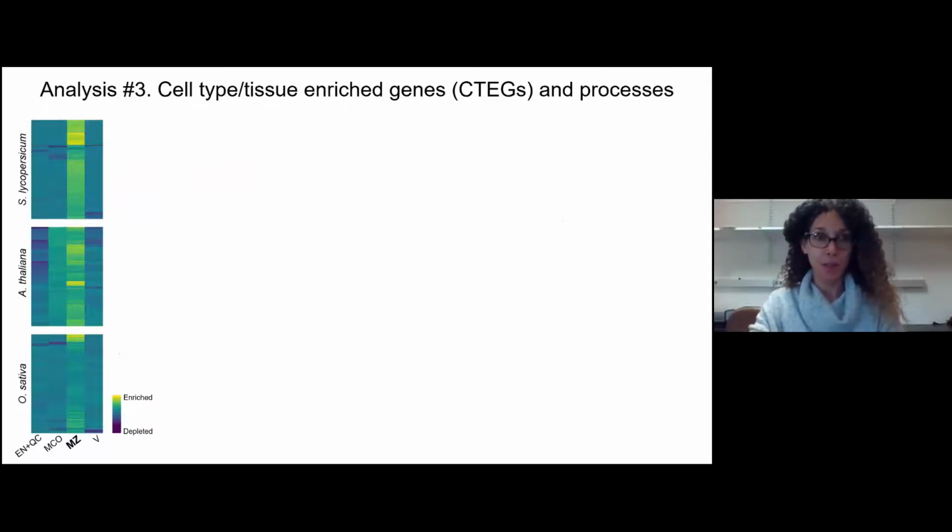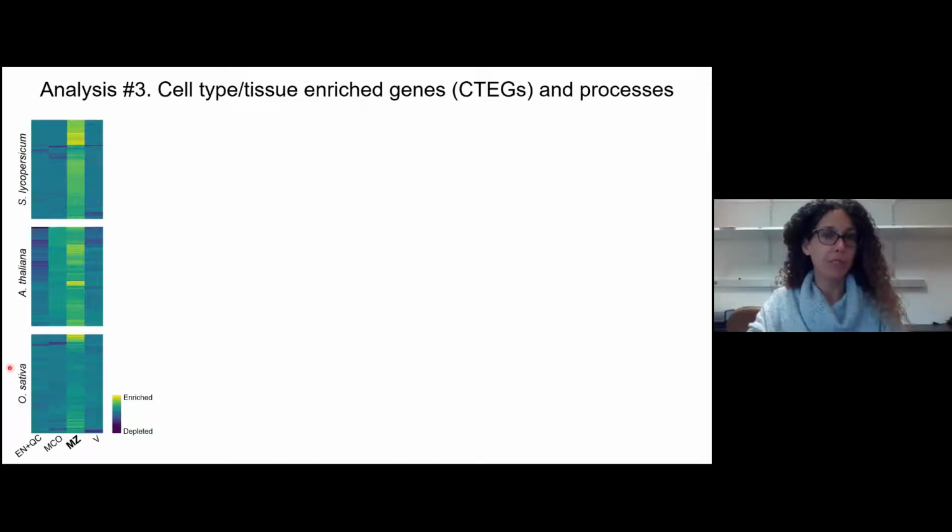I'll continue to the third analysis. And here, as I mentioned, we decided to use a different approach. Orthology-based analyses are very useful, but they suffer from a critical caveat because they are limited to the number of genes that are conserved among the 3 species. So you basically lose a lot of information. You lose a lot of genes. To circumvent this limitation, we identified genes with enriched expression in each cell population within each species.